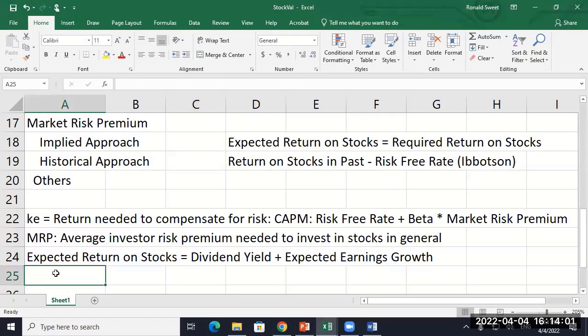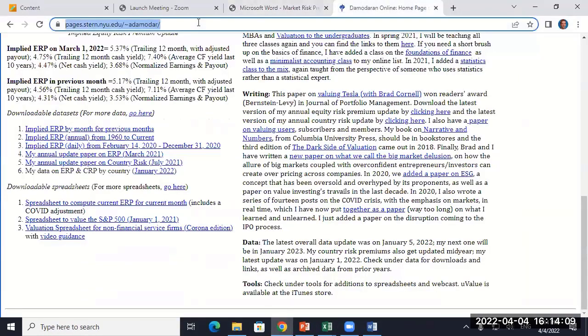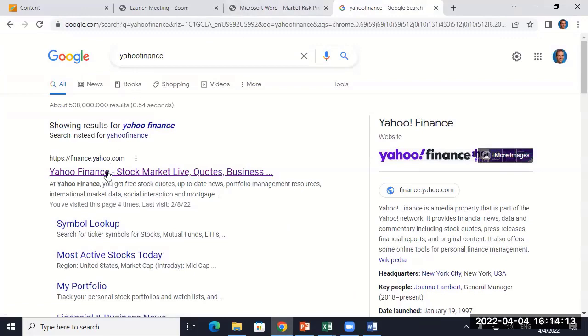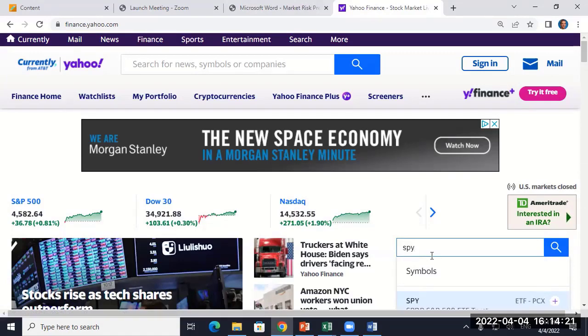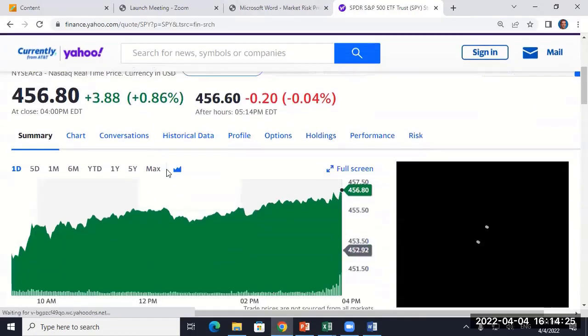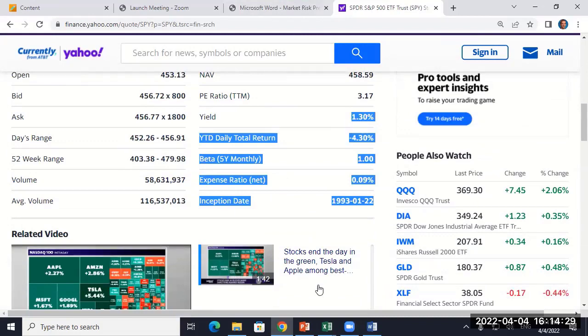So the expected return on stocks is the dividend yield. What's the current dividend yield? So for paper 3, where do you get the dividend yield? You can go into Yahoo Finance and you just type SPY. SPY is an exchange traded fund of the S&P 500. And whatever its dividend yield is, that's the dividend yield for the market. There it is right there, 1.3%.